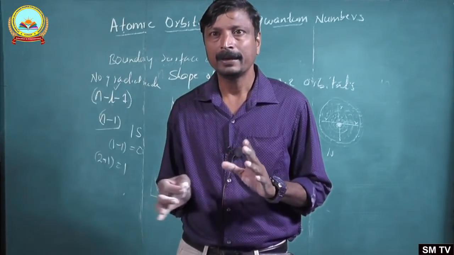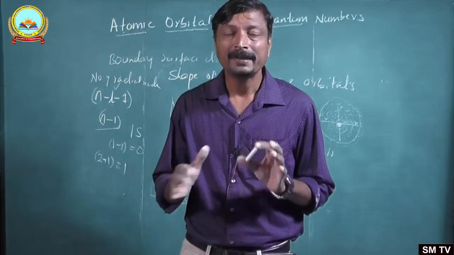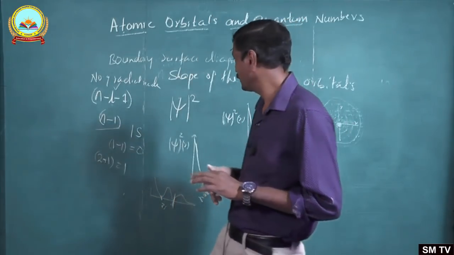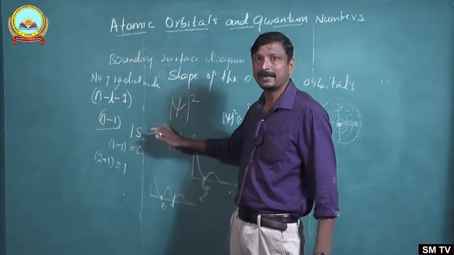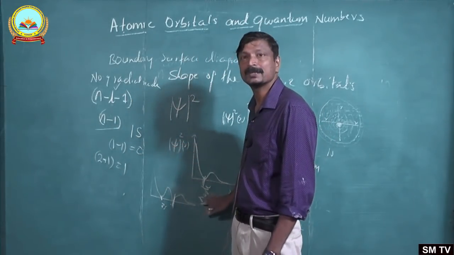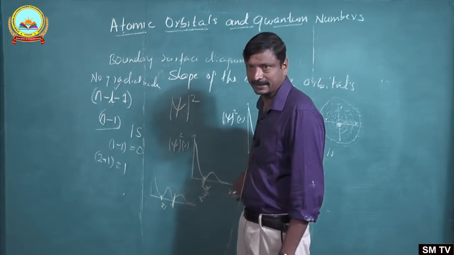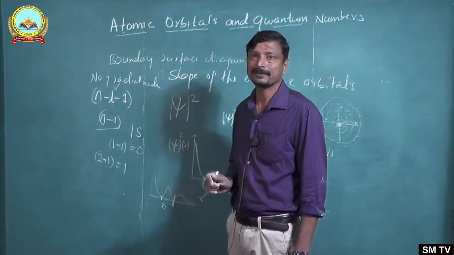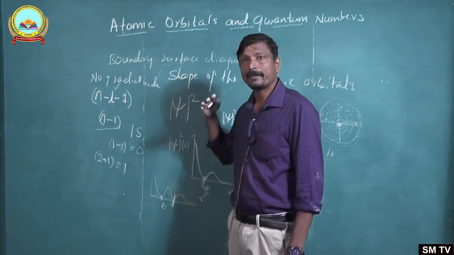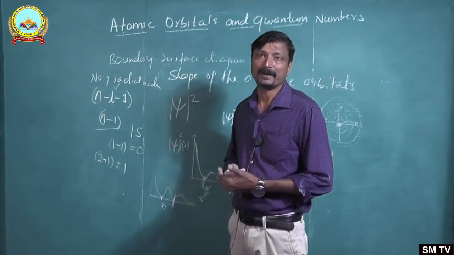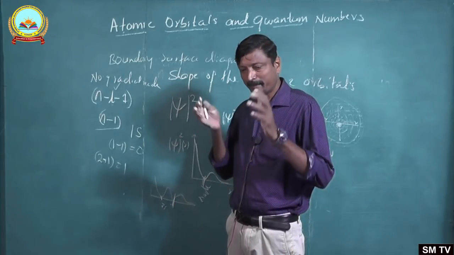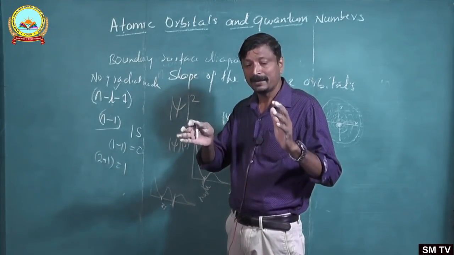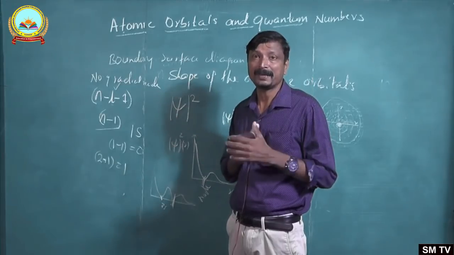Clear? See, what is probability density? How do you find the probability density for s orbitals? The psi square is a function of r. What is on the horizontal axis? The X axis is the distance from the nucleus. On this basis you can find out the shape of the orbital. What is the shape of the orbital? It is the area with maximum 90% probability of finding the electron.